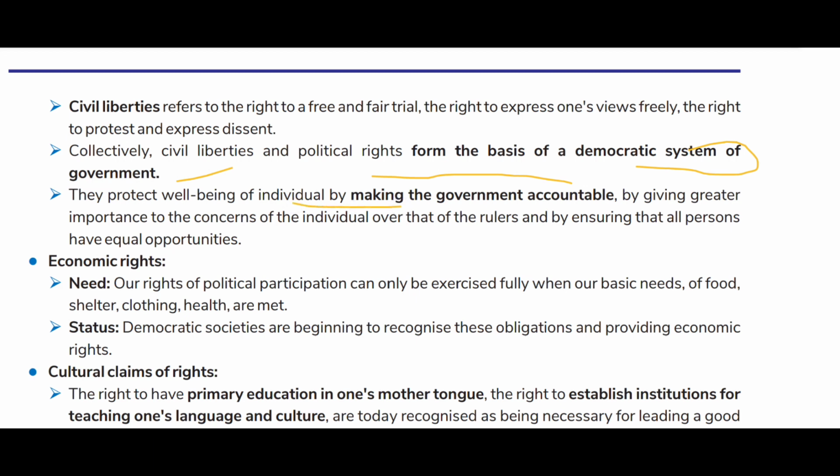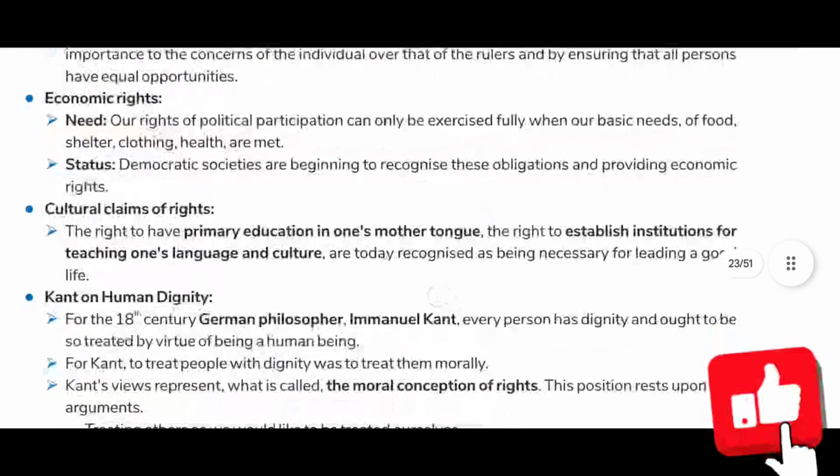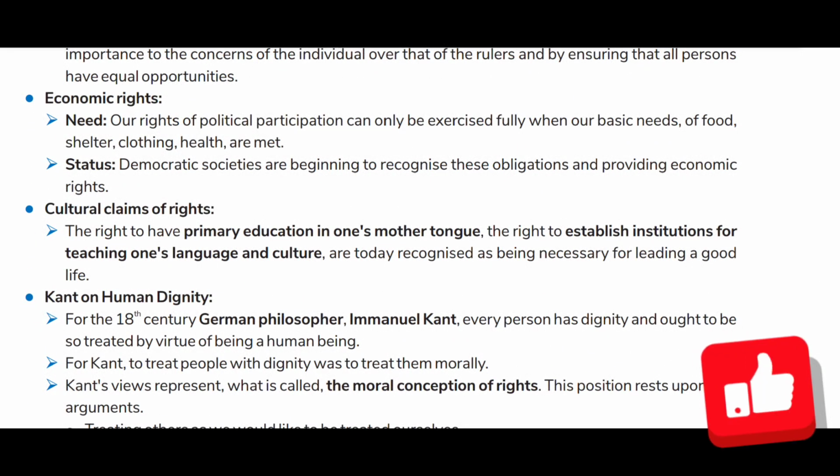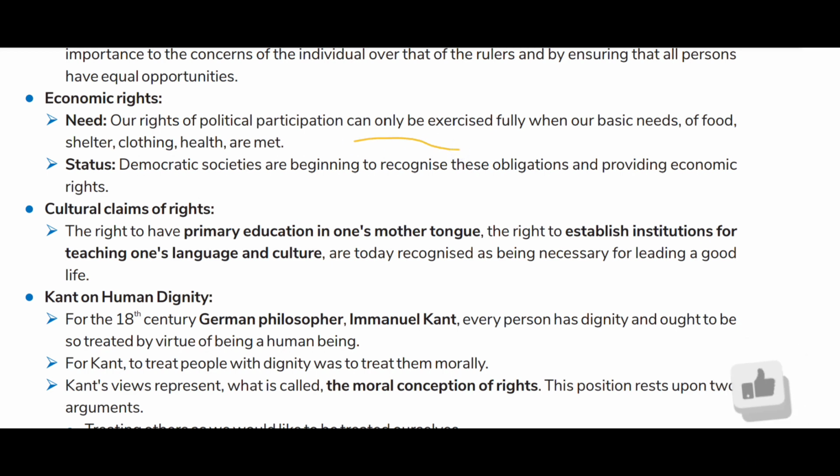Collectively, civil liberties and political rights form the basis of a democratic system of government. They protect the well-being of individuals by making the government accountable, by giving greater importance to the concerns of individuals over those of the rulers, and by ensuring that all persons have equal opportunities. Economic rights. Need. The need for economic rights is that our rights of political participation can only be exercised fully when our basic needs of food, shelter, clothing, and health are met. Democratic societies are at the beginning of recognizing these obligations and providing economic rights.